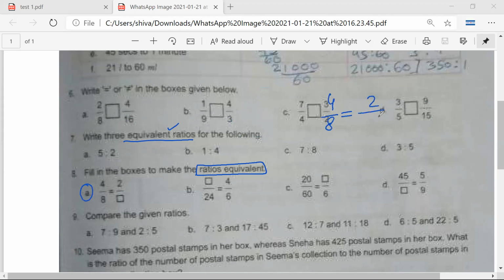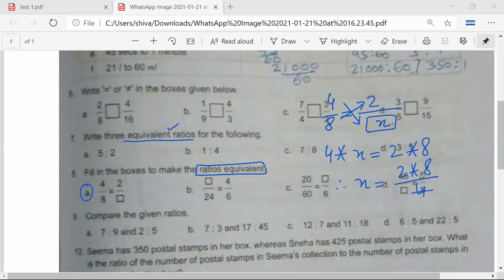So how do I write this? I put an x here, then I cross multiply. This is cross multiplication. So 4 into x is equal to 2 into 8. Therefore, x is equal to 2 into 8 upon 4. So x is equal to 4. Mr. Satya, any doubt? No, sir.